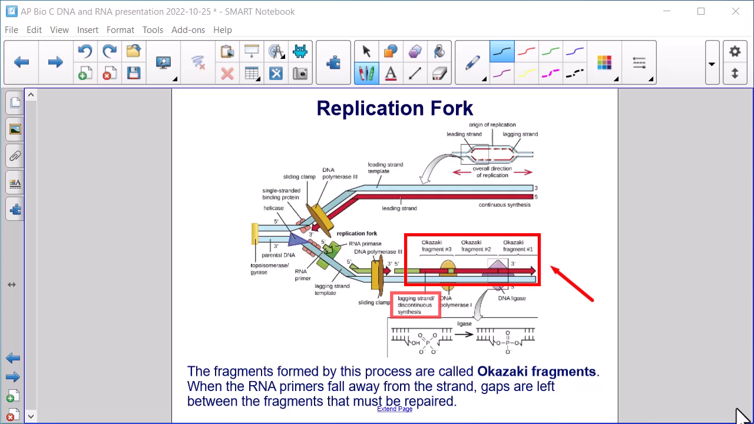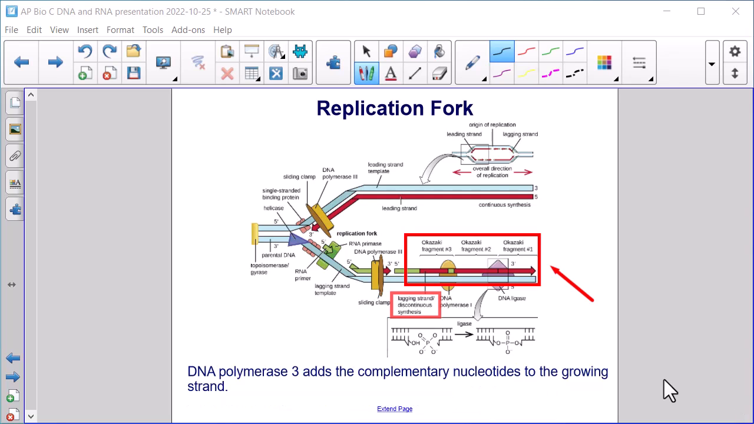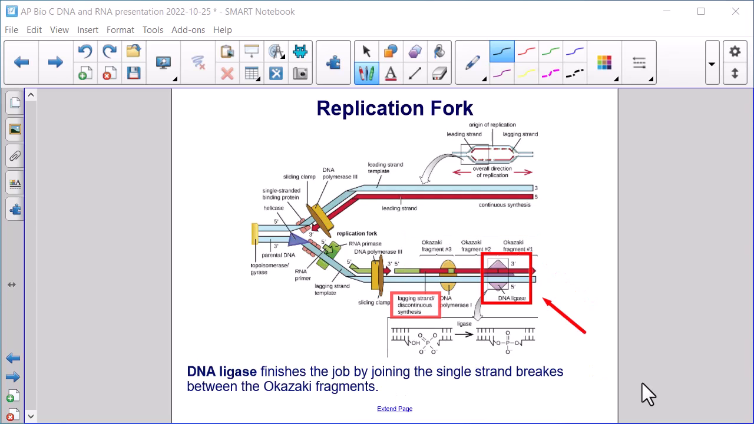When the RNA primers fall away from the strand, gaps are left between the fragments that must be repaired. DNA polymerase III adds the complementary nucleotides to the growing strand. DNA ligase finishes the job by joining the single strand breaks between the Okazaki fragments. So you can see the work of the ligase here to bring these two strands together.